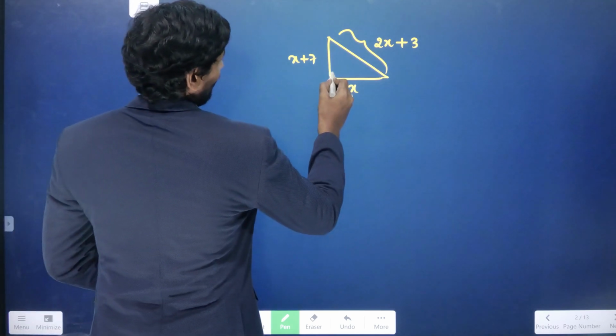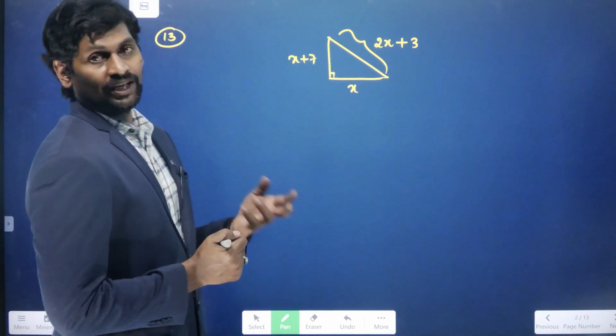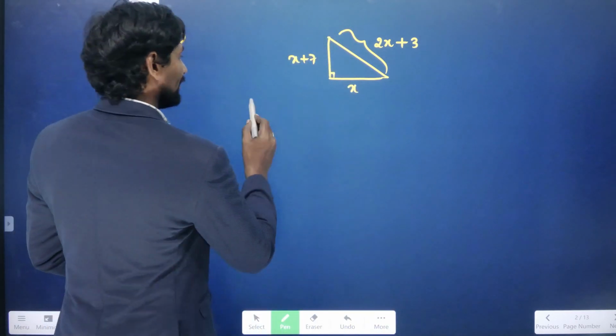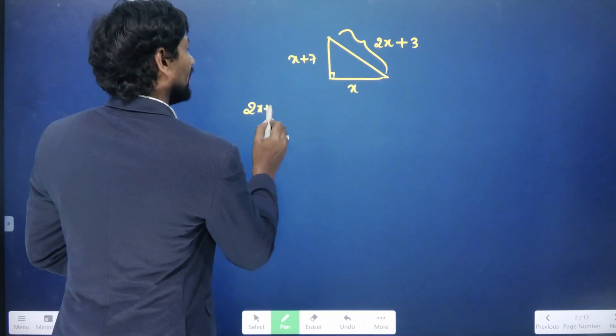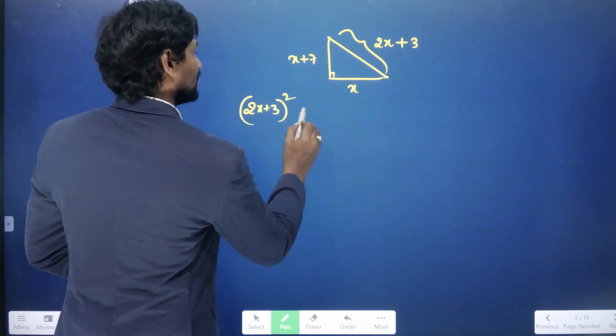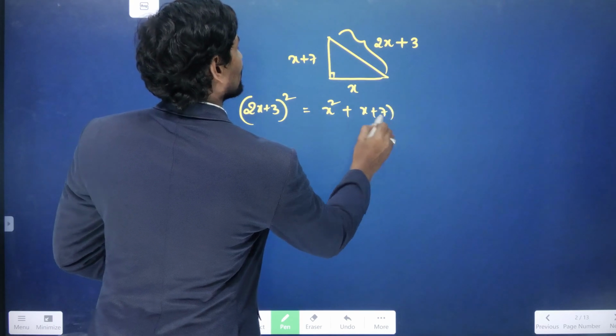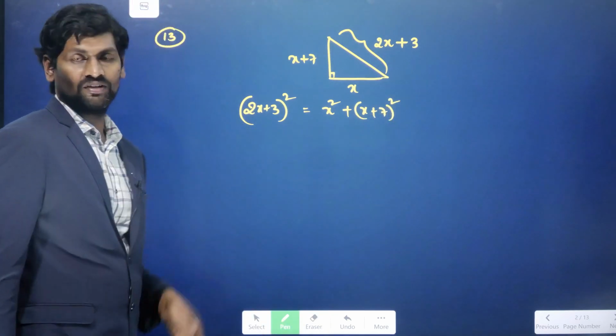Whenever you see a right angle triangle, we have to apply Pythagoras theorem. Hypotenuse square is equal to side square plus side square. So according to the diagram, we can write (2x plus 3) whole square is equal to x square plus (x plus 7) whole square.